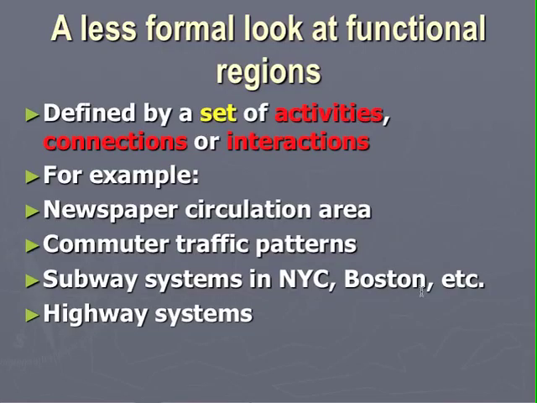All right, so let's take a look at functional regions. Look, these places are defined by a set of activities, connections, interactions. So, for example, we've got newspaper circulation areas, commuter traffic patterns, subway systems, and highway systems. So, I-10, 1960, these are all functional regions. Okay, so they function to get us from one place to another, focused around a central hub.